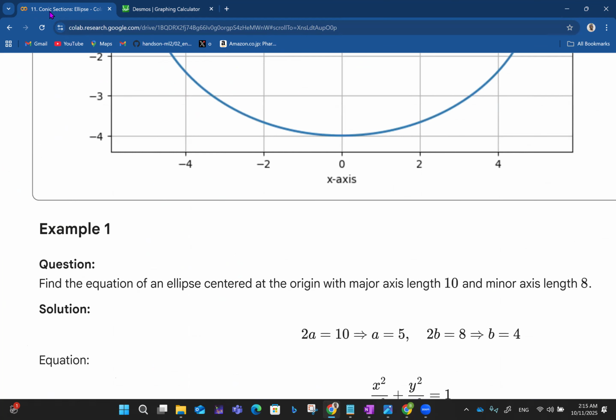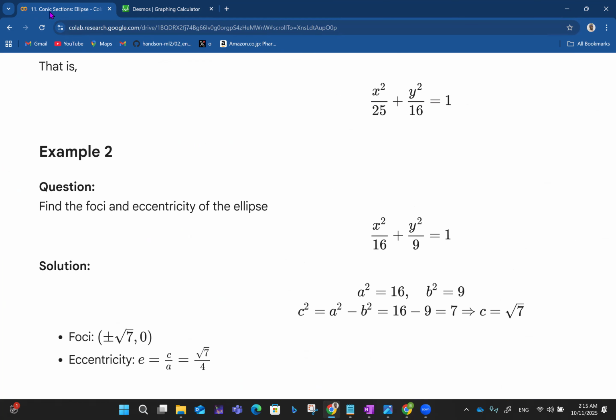With that in place, we're taking care of example 1. For example 2, you want to find the foci and the eccentricity of the ellipse x squared over 16 plus y squared over 9 equals 1. So a squared is 16, that means a is 4, and b squared is 9, that means b is 3. So c squared is a squared minus b squared, that's 16 minus 9 equals 7, so c is root 7. The foci are plus or minus square root of 7, comma 0. The eccentricity is c over a, that's root 7 over 4, which lies between 0 and 1.